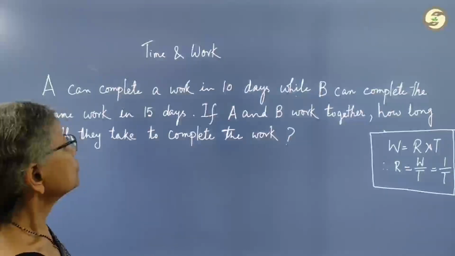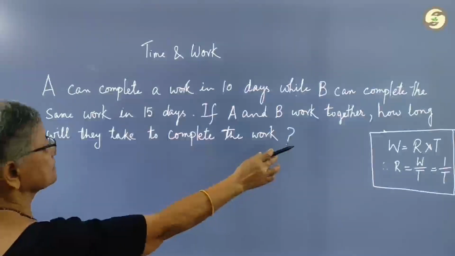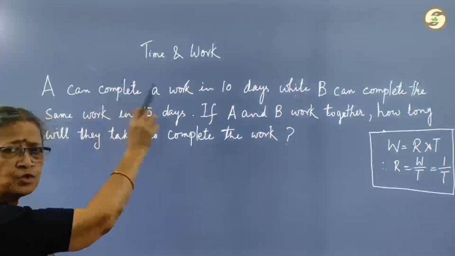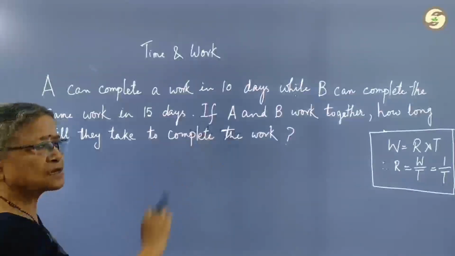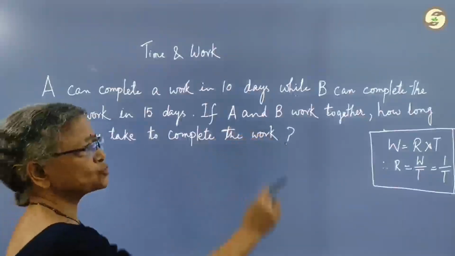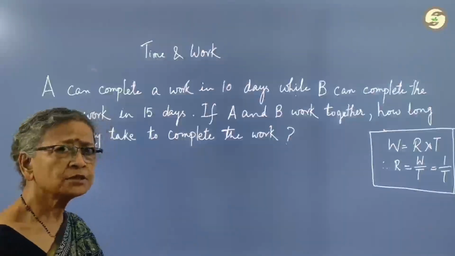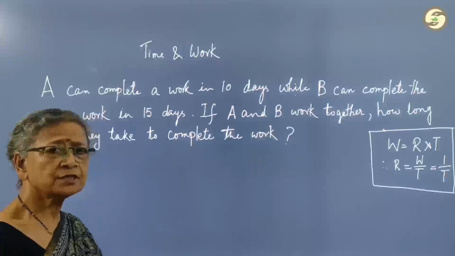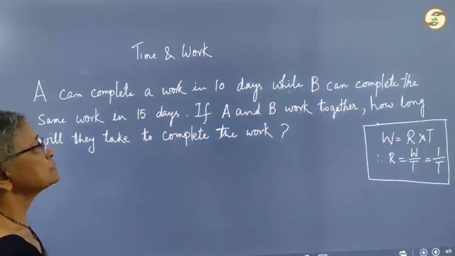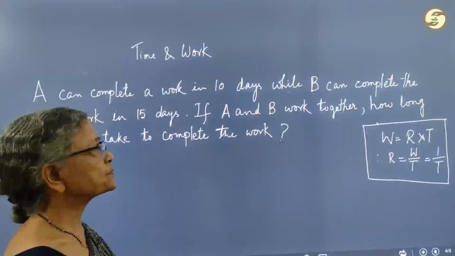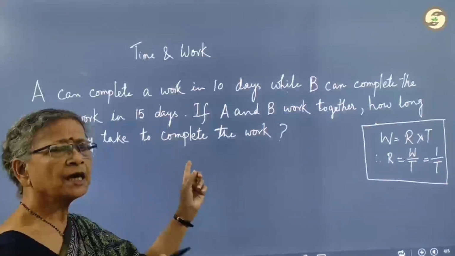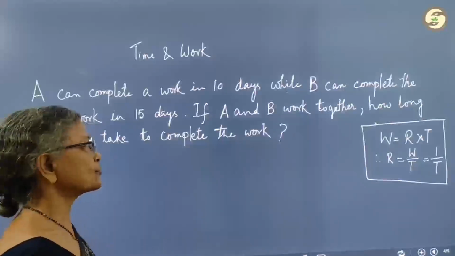Think for a while. When they are working together, will they take more time than the individual times or less time? Of course, less time. When A and B work together, their efficiency will increase, rate of work will increase, so the time required will be less than 10 days. So, how to approach this sum? We shall try to find out the individual rate of work and then the combined rate of work.